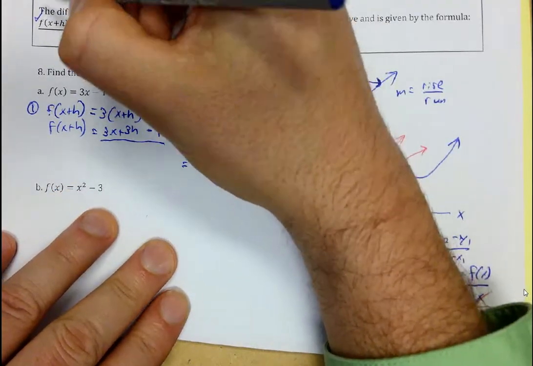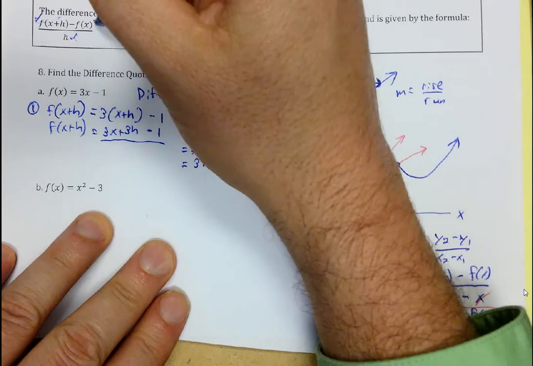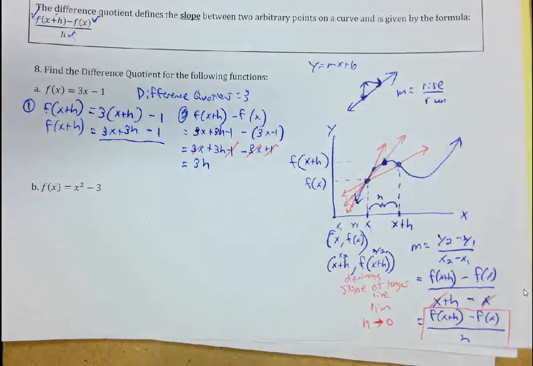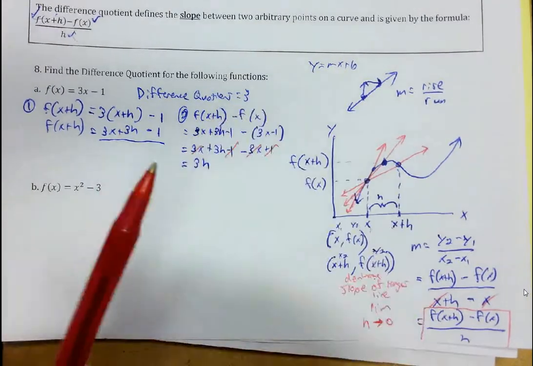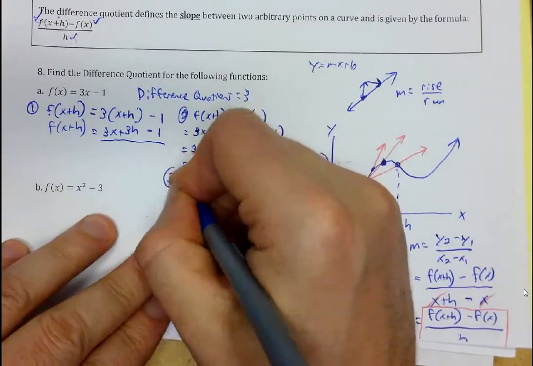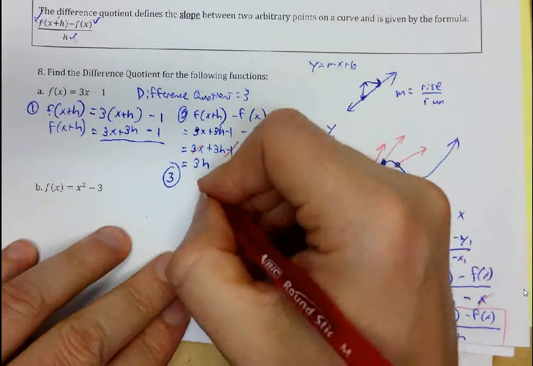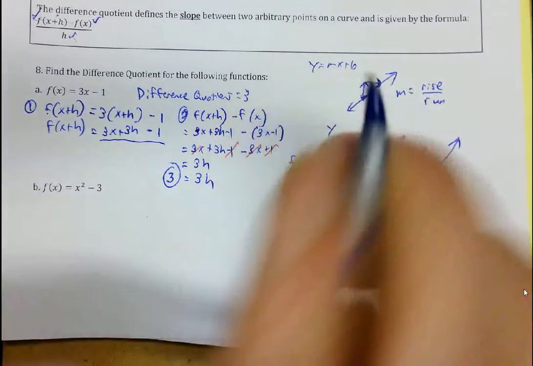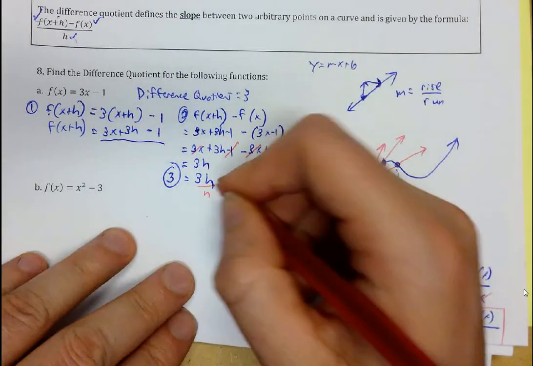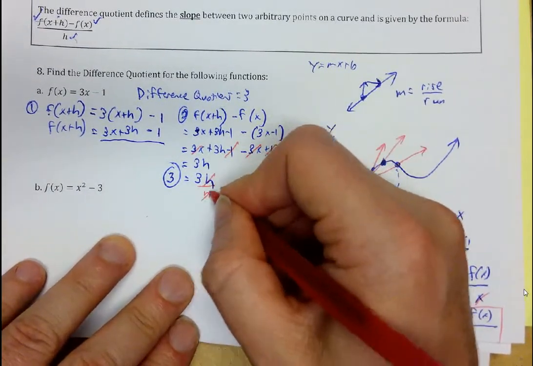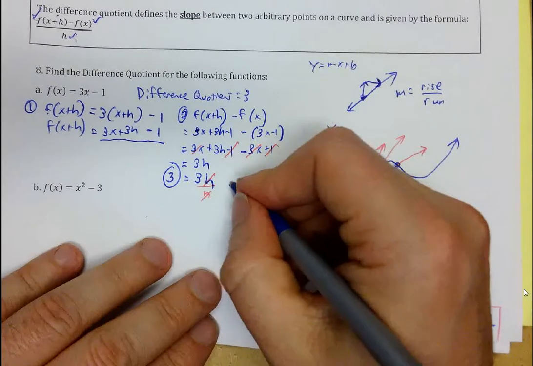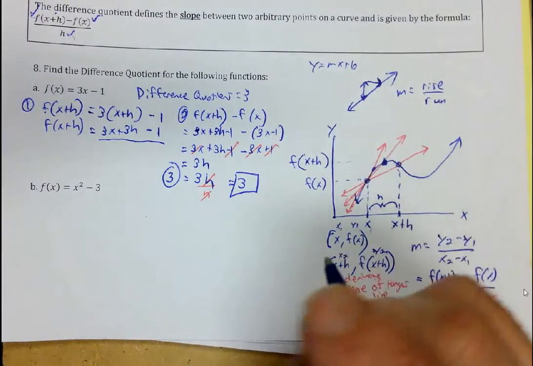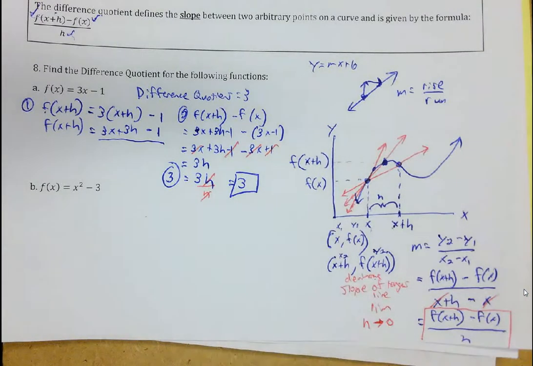So I found f of x plus h. I've now calculated this difference. My last step is to divide it by h. So that's step 3. I'm going to divide by h. And when I do that, so I've got 3h, I'm dividing it by h. What happens? The h cancels. I'm left with 3. And that is my final answer here. My difference quotient was 3, which I told you to begin with.